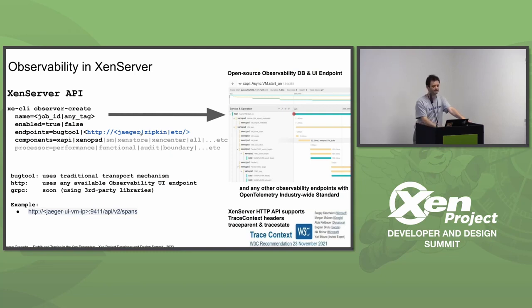But we also added a new one, an HTTP endpoint transport, so that you can submit this data as well. Either concurrently, in parallel with the bugtool endpoint, or specific to one of the endpoints. And an example here on the right side: when you submit this to a specific endpoint, in this case it's a Jaeger UI visualization for distributed tracing, an open source project, you submit this and immediately see activities happening inside XenServer, associated in this case with VM.start. I'm going to show some examples for different operations, but this is an example here.